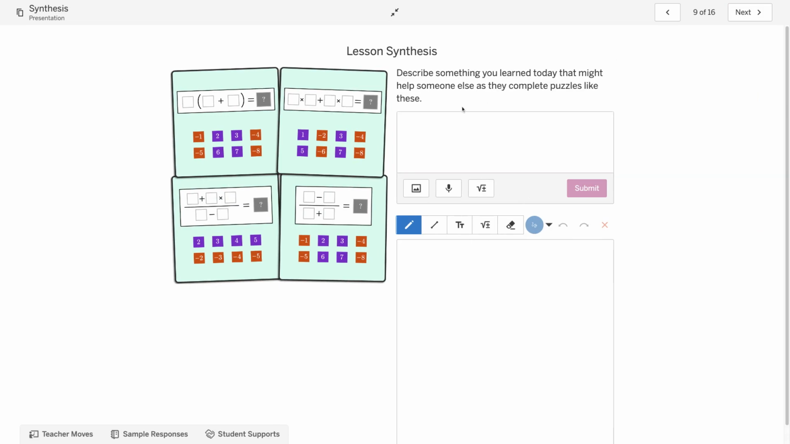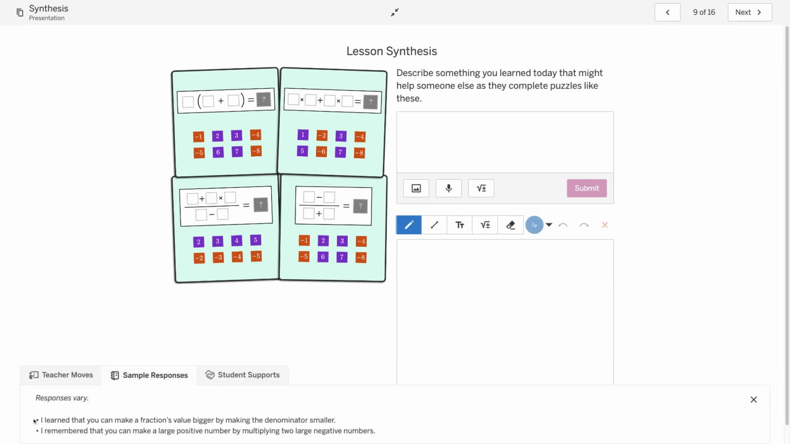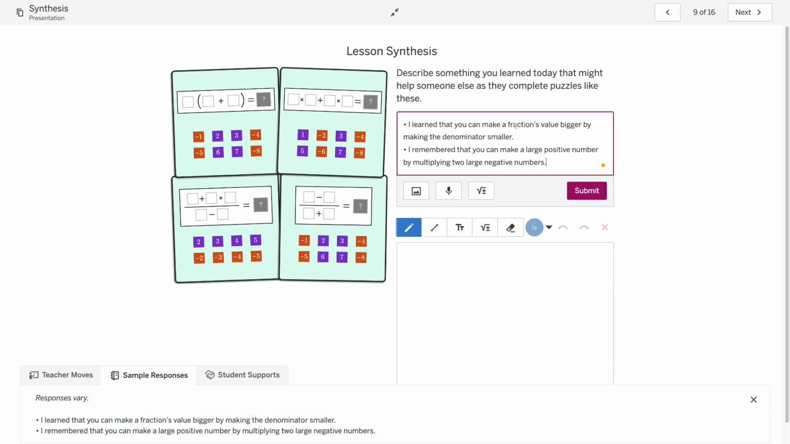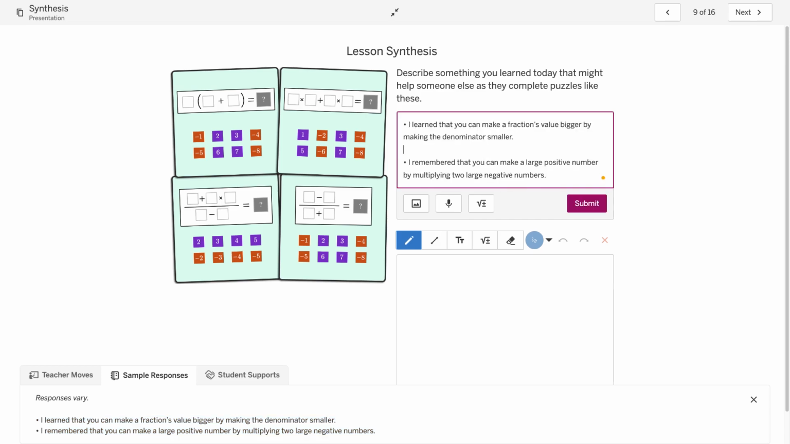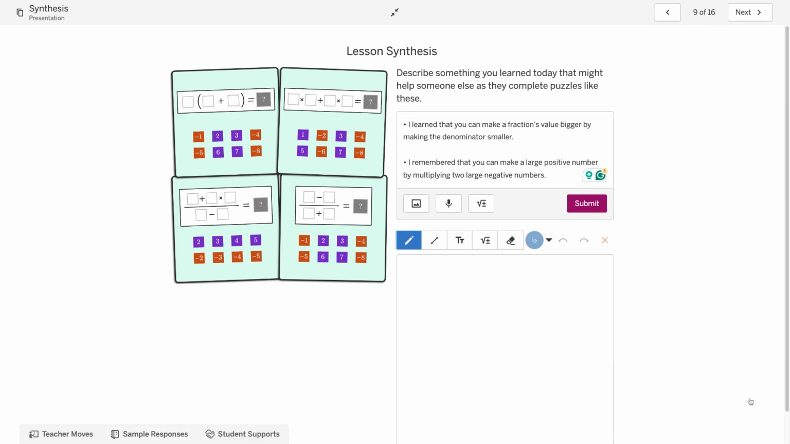So describe something you learned today that might help someone else as they complete their puzzle. I'm just going to give the book answer here. Something you might have learned from this, I hope. Two ideas you could have walked away with. One, I learned that you can make a fraction of value bigger by making the denominator smaller. And two, I remembered that you can make a large positive number by multiplying two large negative numbers. I think these are two good things that you could have put down for your answer.